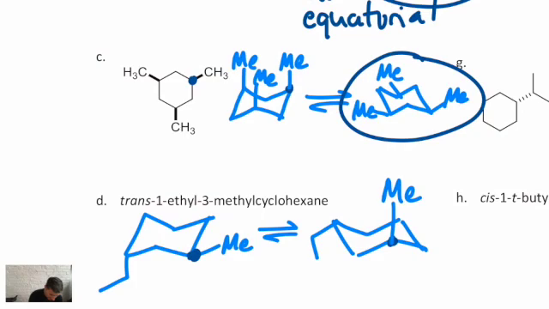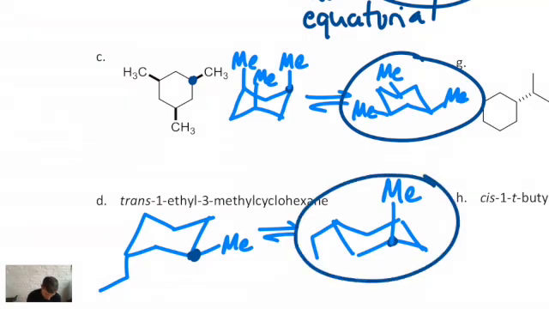So here I have one of each, just like we had an A up above, but the ethyl is slightly larger than the methyl group. So I want to put the larger group in an equatorial position. That means the second chair that we drew in this example is preferred.